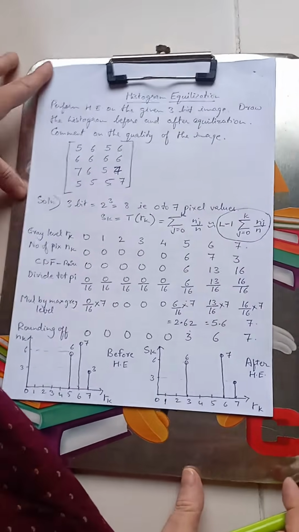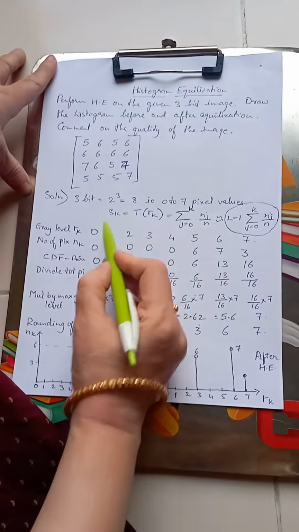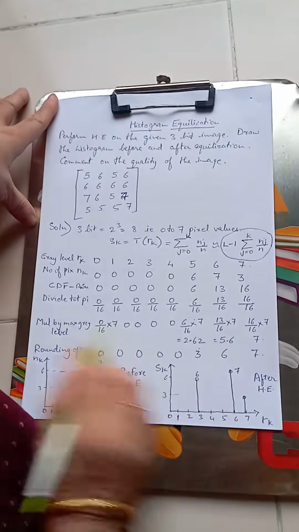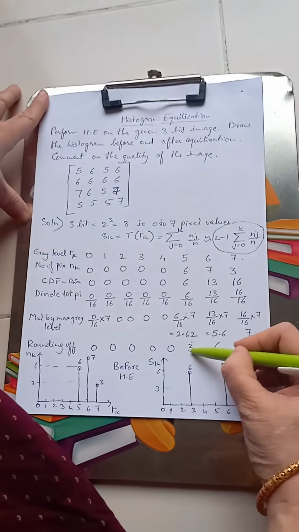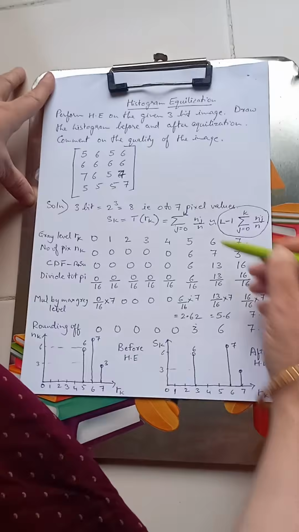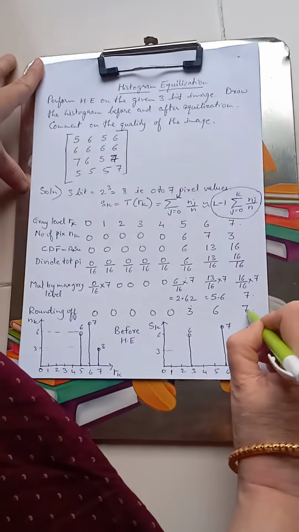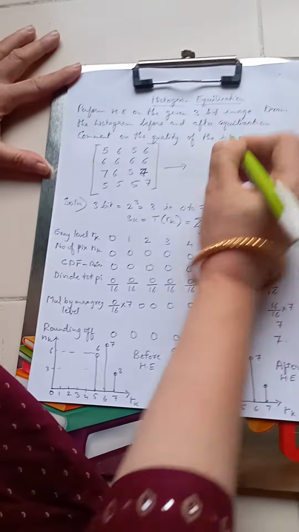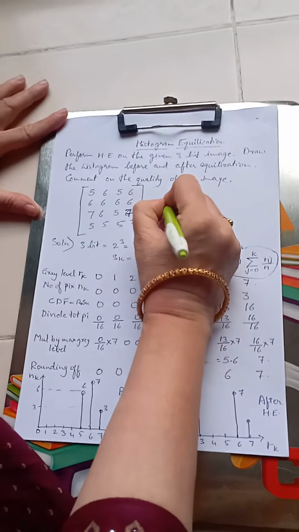So what has happened now? If you see the mapping, 0 will remain 0, 1 will remain 0, 2 will become 0 and so on. Ultimately 5 will map to 3, 6 will map to 6 and 7 will map to 7. That means we can now write the new image after histogram equalization.